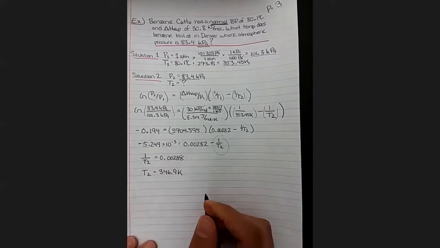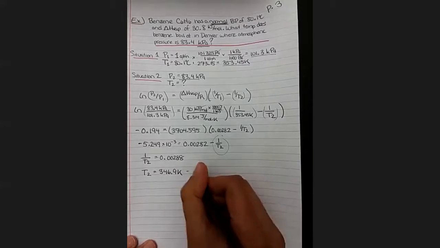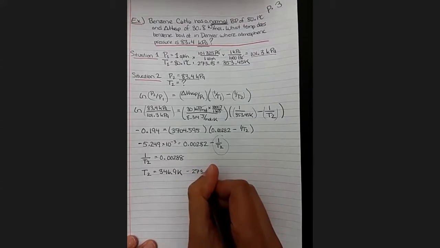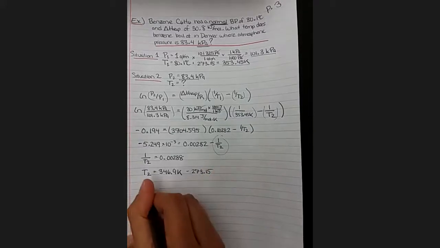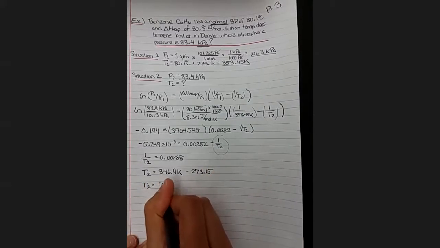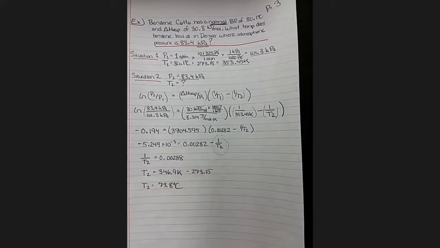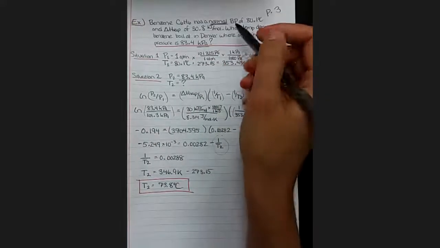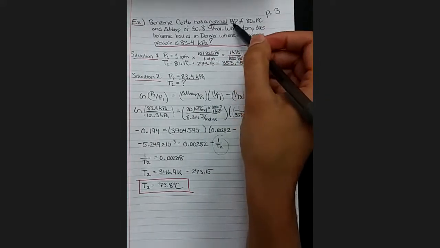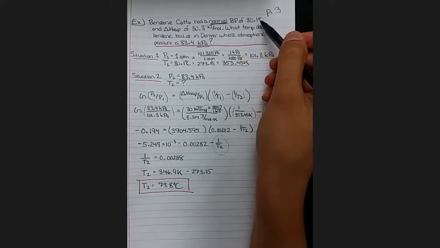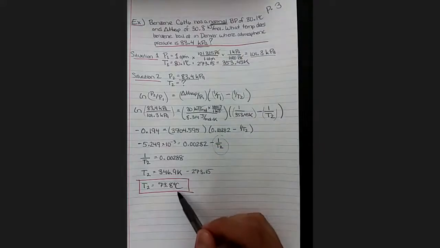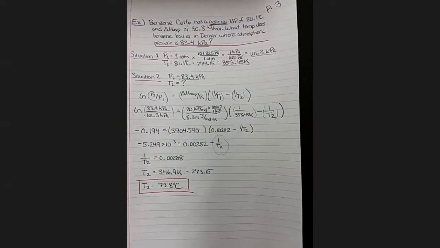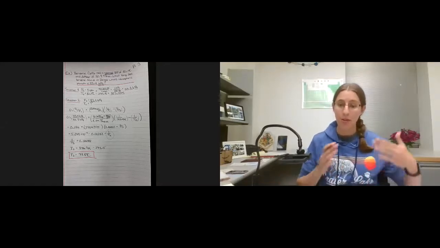Okay, so we end up with 346.9 Kelvin, and I think that number will be more relatable in Celsius, so I'm going to do a quick conversion to 73.8 degrees Celsius. If we do our sanity test, we see that at 1 atmosphere, we were at 80.1 degrees Celsius, and when we decrease the pressure, we decrease the temperature. So that is appropriate. That's how we expect our curve to look. Higher boiling points should happen at higher pressures, lower boiling points at lower pressures.